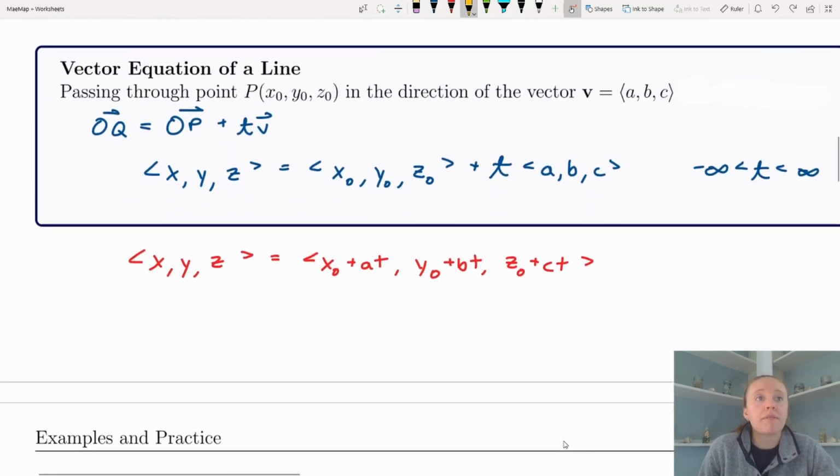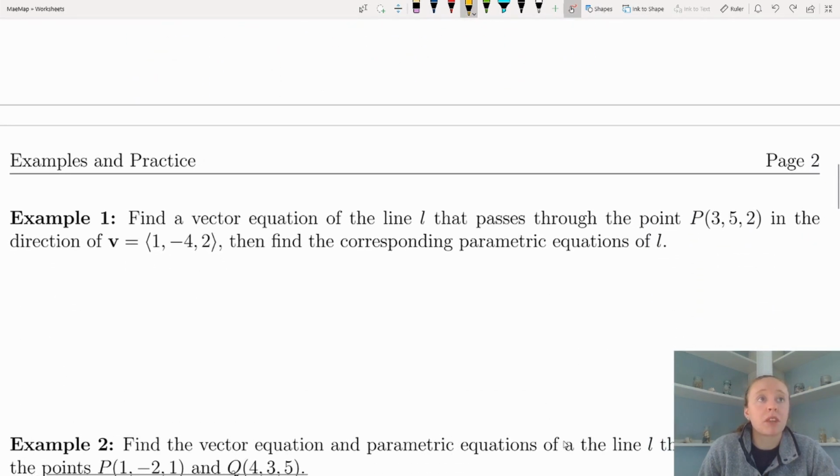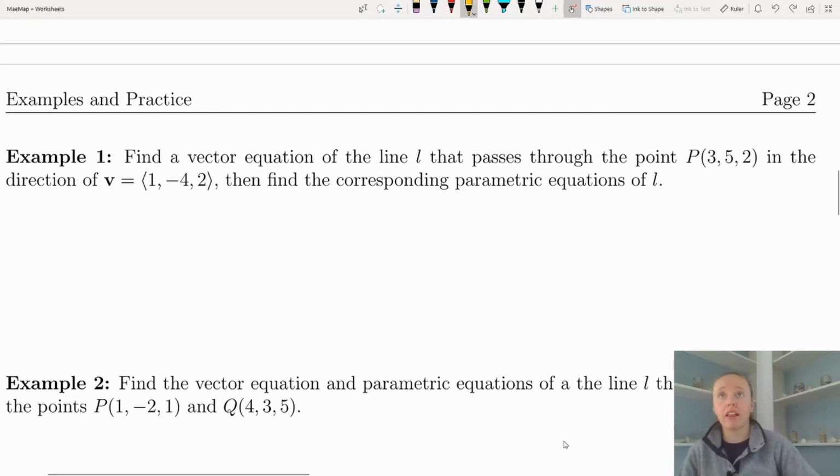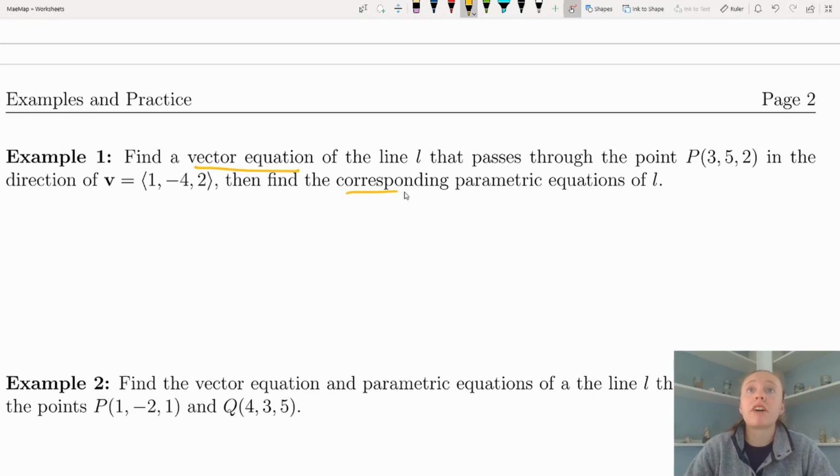So let's go ahead and try that with example 1. So in example 1, it says find a vector equation of the line L that passes through the point 3, 5, 2 in the direction of v as 1, negative 4, 2. So we're going to find that vector equation first, and then we're going to find the corresponding parametric equation.